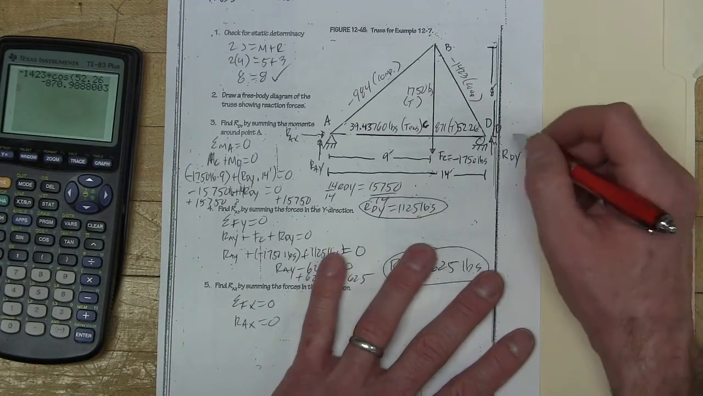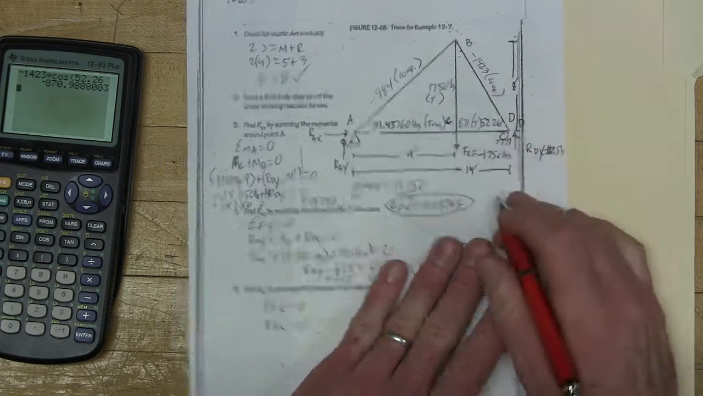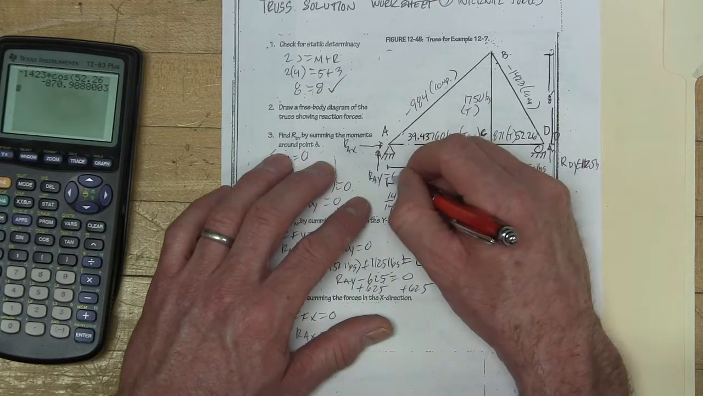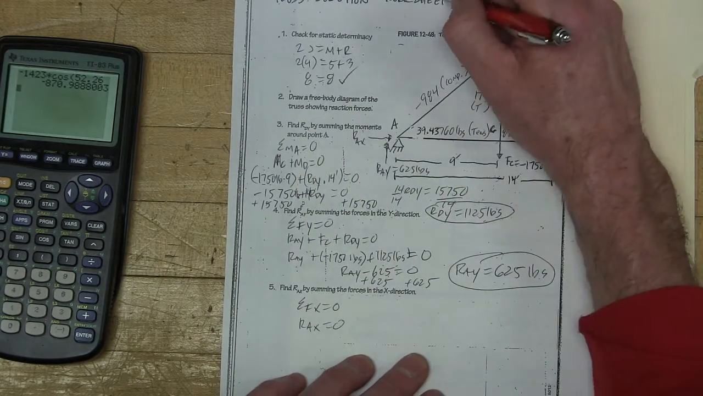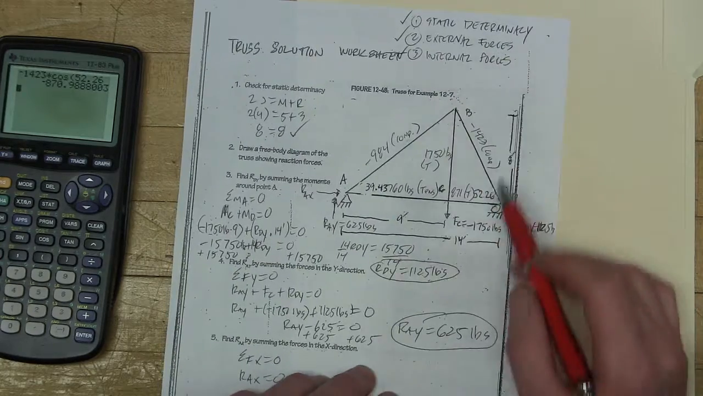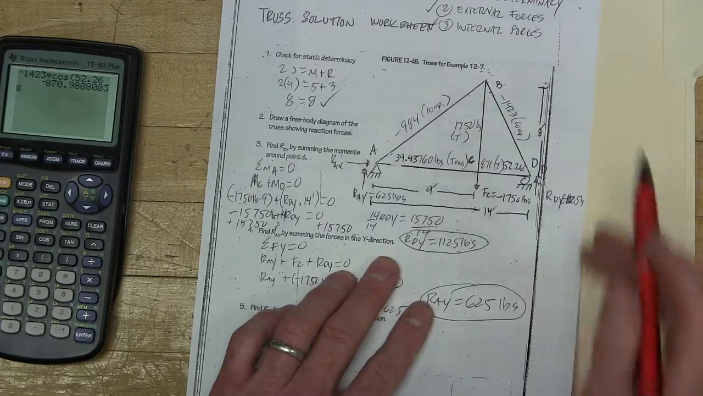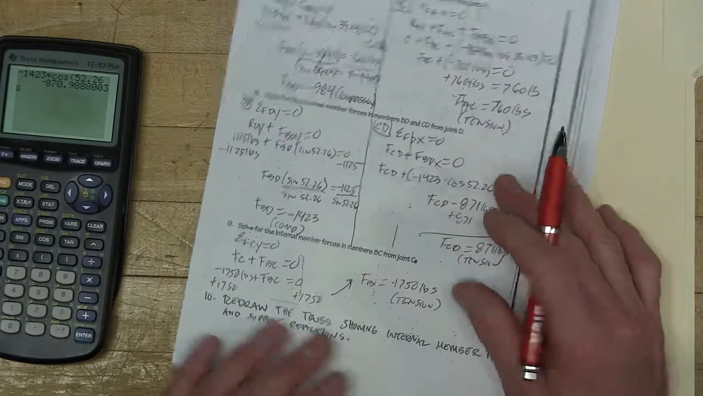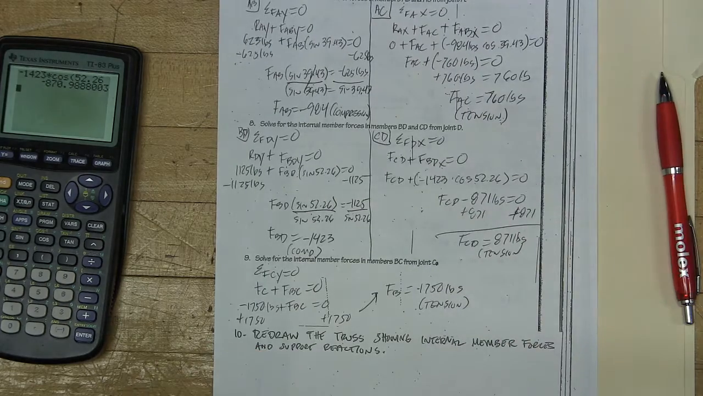If you really want, you can come in and place in these forces, 1125, and RAY we found to be 625. And we have met all the requirements. We have solved for static determinacy, we have solved for our external forces first, and then we used some of that information to help us solve for the internal forces. And that's the truss. Hopefully that'll help, and that's all I have.